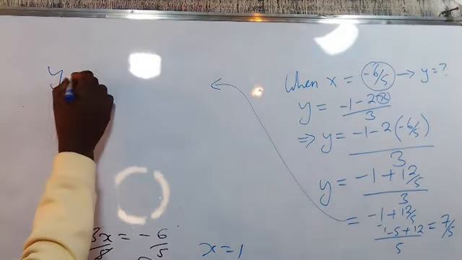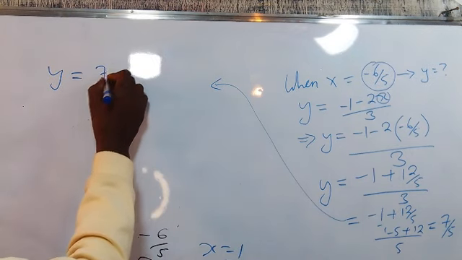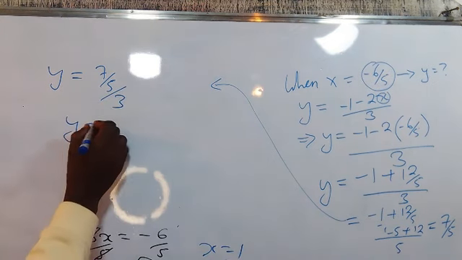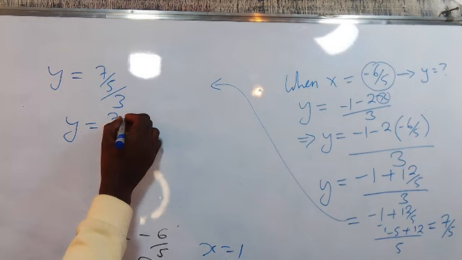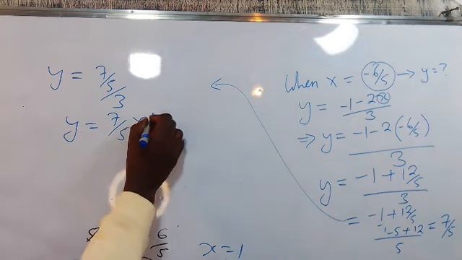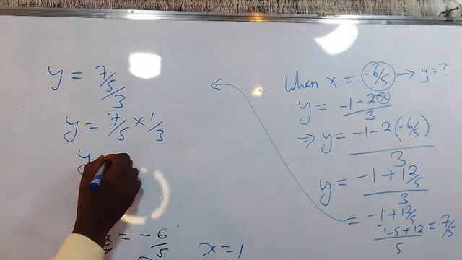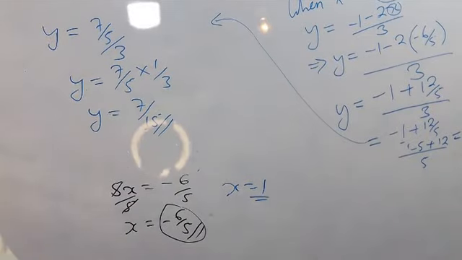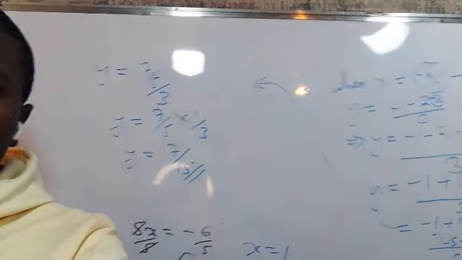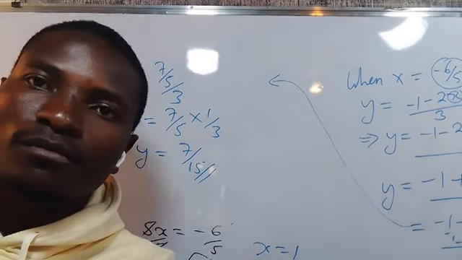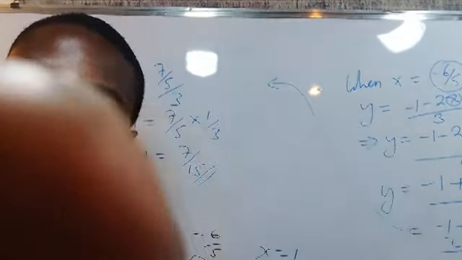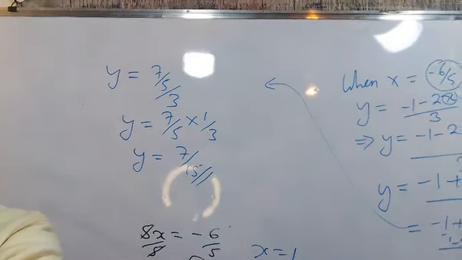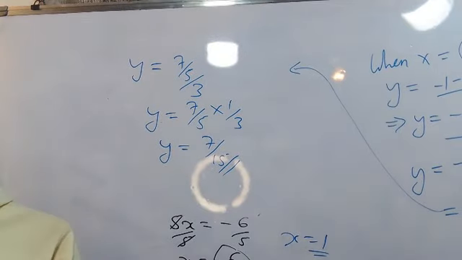You're saying y equals to 7 over 5 divided by 3. Once you simplify this, it's going to be 7 over 5 times 1 over 3. So y equals to 7 over 15. That's the value of y.